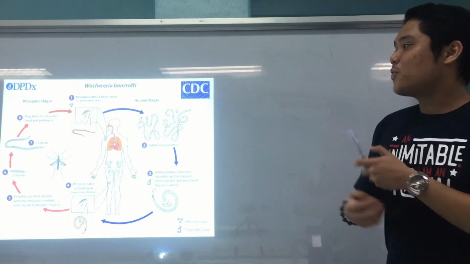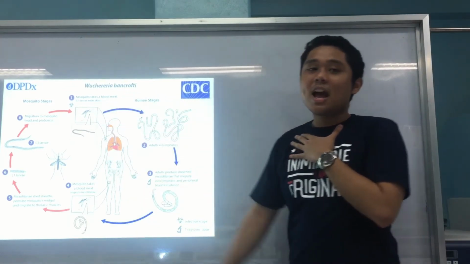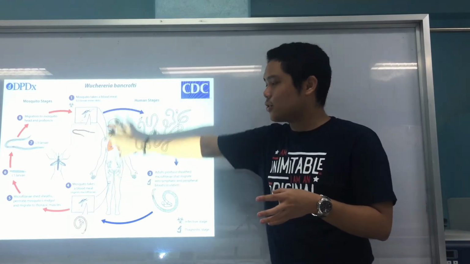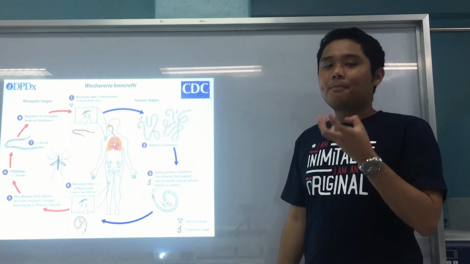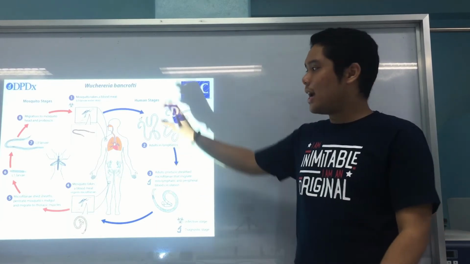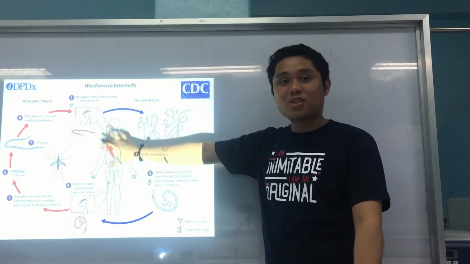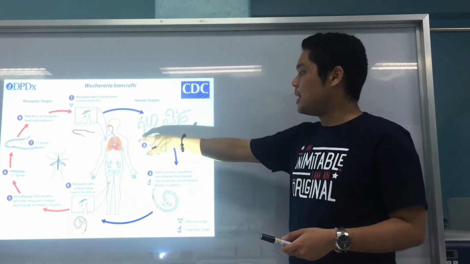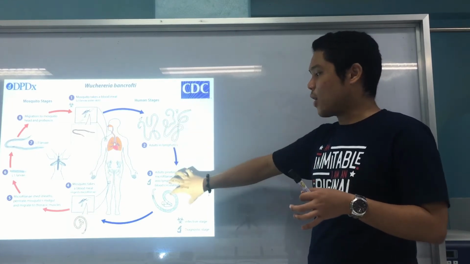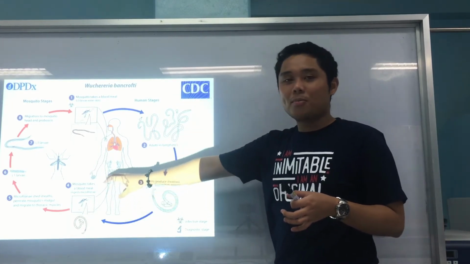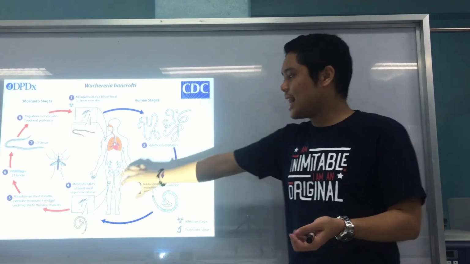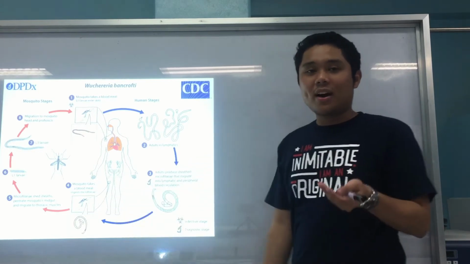For the life cycle, of course, as mentioned, this is the infective stage, L3 larva. So the mosquito takes a blood meal in a patient and a susceptible host. When the mosquito bites, it also injects the infective larva into the patient's body. And inside the patient's body, the larva becomes adults in the lymphatics. They produce the microfilaria. The microfilaria goes into the blood vessels.